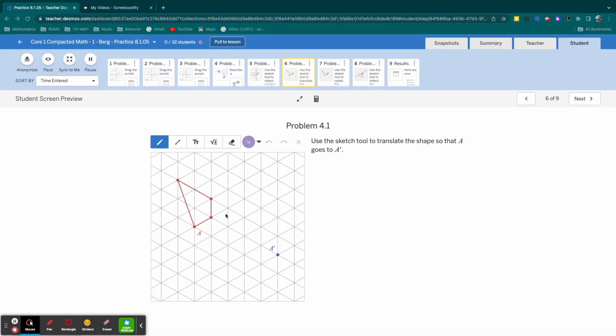In this sketch, you can tell this shape translates from A to A prime. So the shape should have the same orientation. Use the straight line tool. If it's 1 unit long here, this is going to be 1 unit long. That is not the straight line tool. Here's the straight line tool.